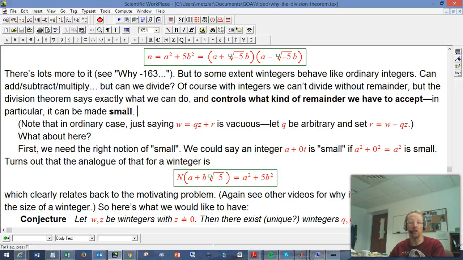So in the next video, I'll talk about what the notion of small would be for a winteger. I'm going to have you take on faith that it's the right notion of small, and then show you that we get some interesting problems that make it clear, I hope, that this division theorem can start to get dicey pretty quickly if you start generalizing.